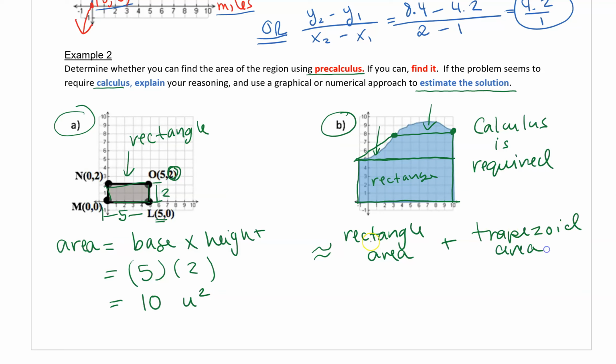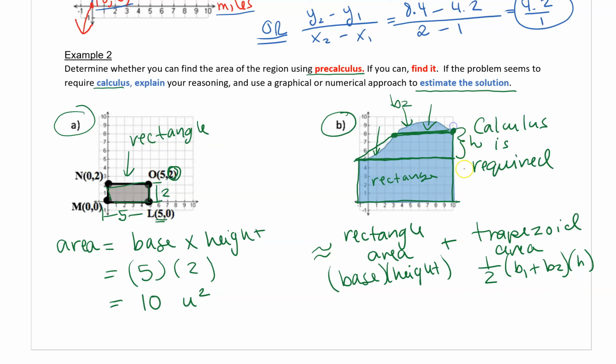So I'm going to do a rectangle area plus a trapezoid area. Base times height is my rectangle area formula. And then the trapezoid area formula, this is from geometry, is 1/2 base 1 plus base 2 times the height. So the base 1 would be this one. This would be my base 2 right there. And then this would be the height.